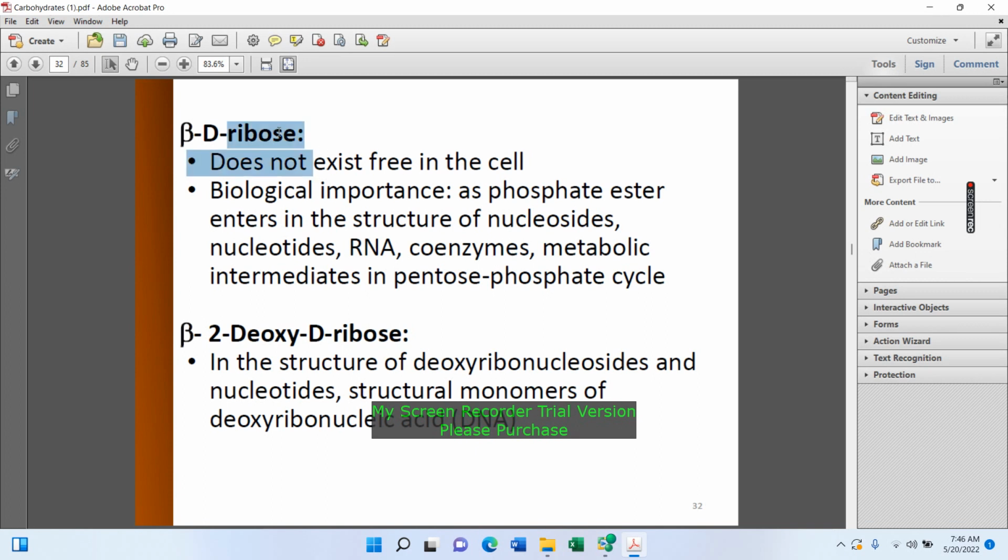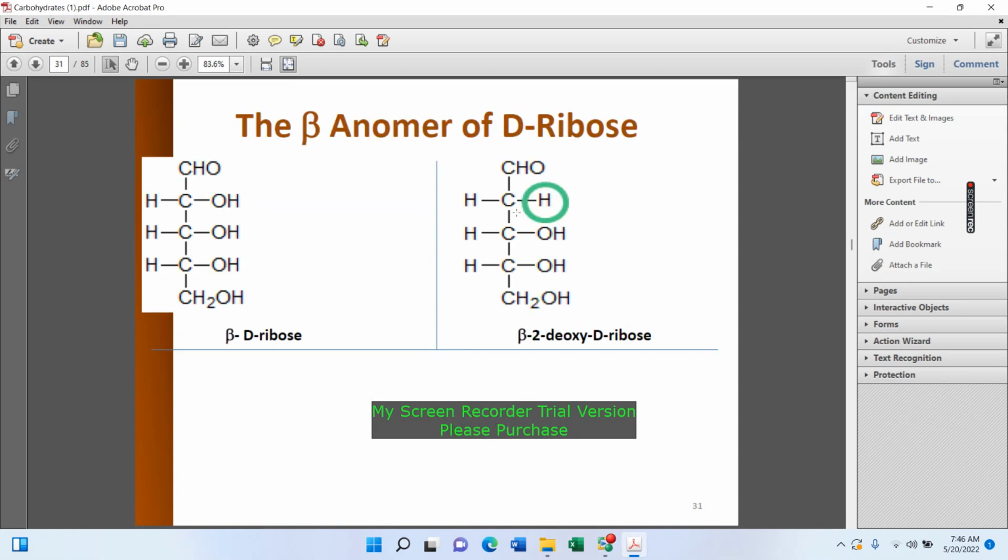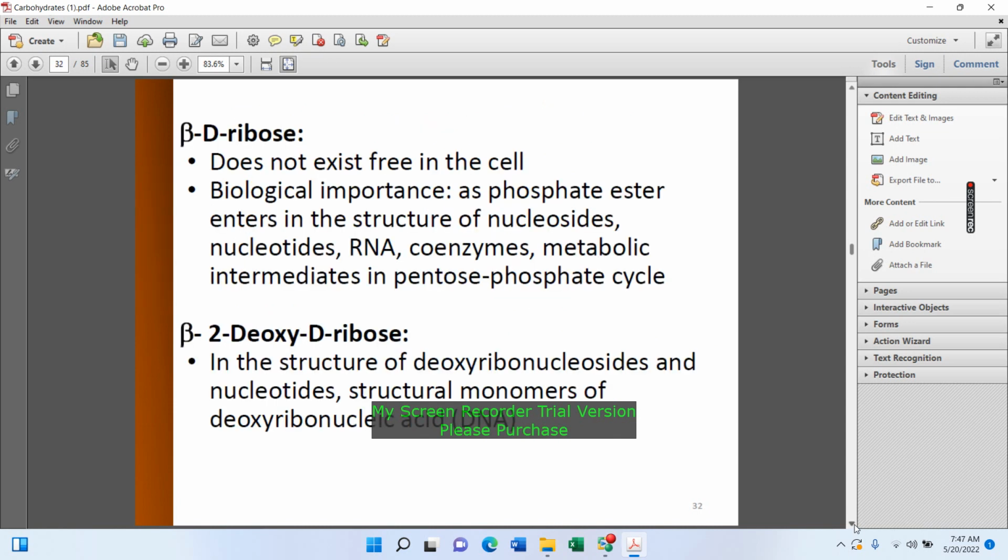Ribose is a 5-carbon sugar. Now we are talking about pentoses, not hexoses. There are two types of ribose: beta D-ribose and beta 2-deoxyribose. Ribose is important in forming RNA, while deoxyribose is important in forming DNA. So what's important? Beta D-ribose?